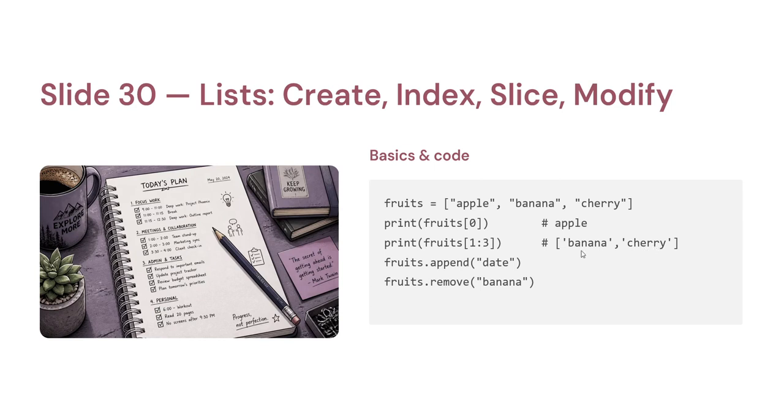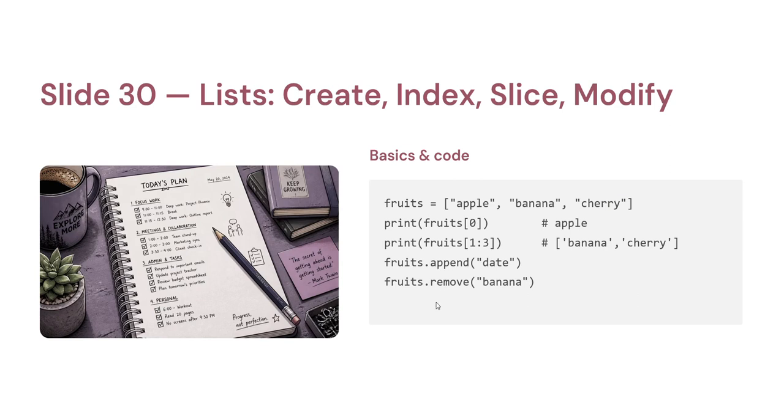Slicing. Sorry for the mistake. Slicing means taking a portion of a list. For example, fruits[1:3]. This gives banana and cherry. Adding items, we use append. Here we have append date. So now the list contains apple, banana, cherry, and date.